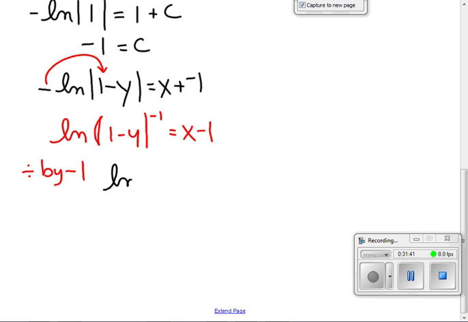Then it's the log of the absolute value of 1 minus y equals, if I divide by negative 1, then this is going to be a minus x plus 1. That's a lot easier. Otherwise, I have to worry about reciprocals. Now, how do I get rid of the log? Raise both sides. So it's e.